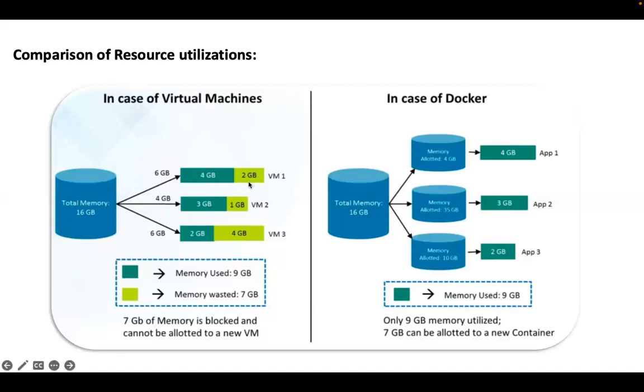But here, in case of virtualization, what happens? We have allocated 6 GB to VM1 and 4 GB is used, 2 GB is free. That means this 2 GB is wasted, right? No one else will use this one. Similarly, here 1 GB wasted, and here suppose 4 GB wasted. You can see here memory used total 9 GB and memory wasted total 7 GB. So 7 GB of memory is blocked and cannot be allotted to a new virtual machine.